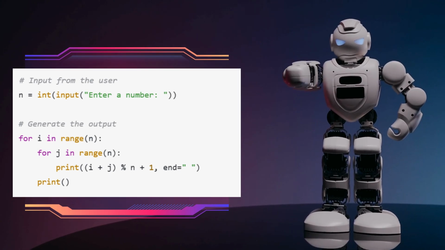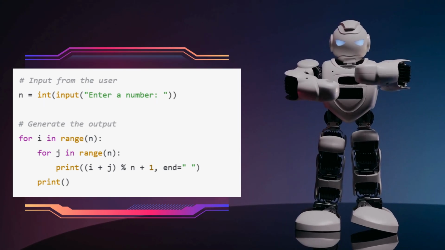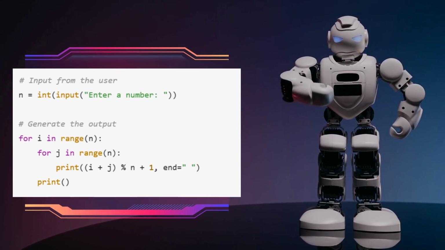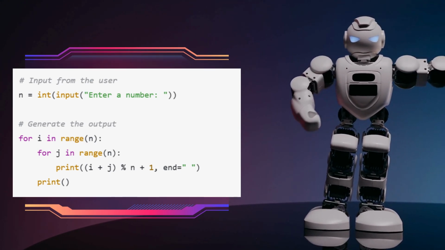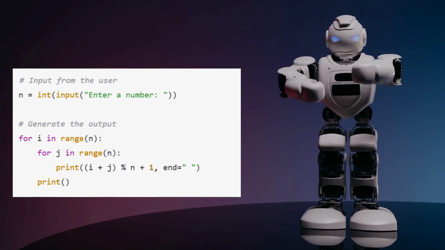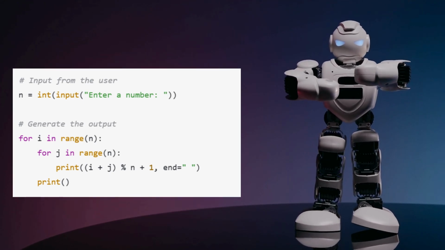The modulo operator n ensures wrapping around when the sum exceeds n. Plus 1 adjusts the output to start from 1 instead of 0. end equals space is just giving you the space between two numbers. Finally, you can get your desired output, which is the answer for this question.